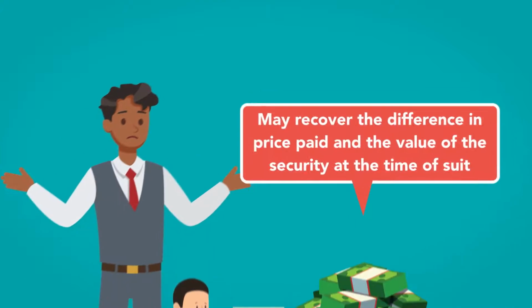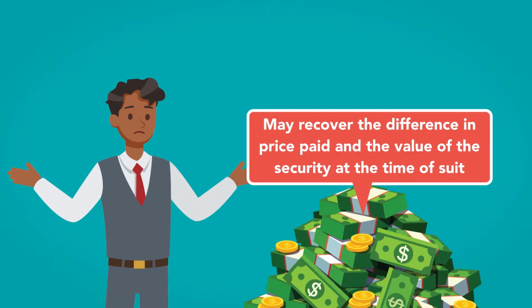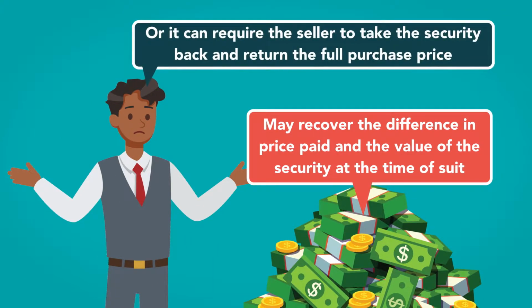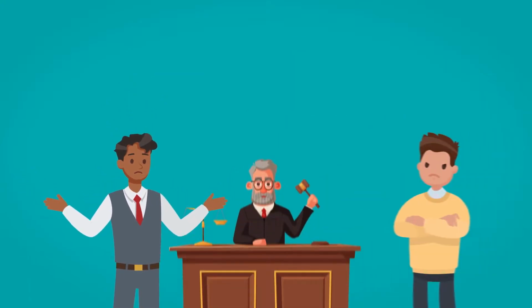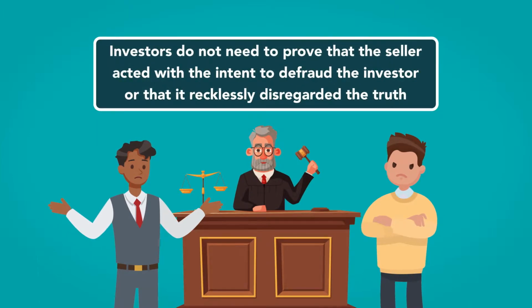The investor may recover the difference in price paid and the value of the security at the time of suit, or it can require the seller to take the security back and return the full purchase price. As with Section 11, investors do not need to prove that the seller acted with the intent to defraud the investor or that it recklessly disregarded the truth.